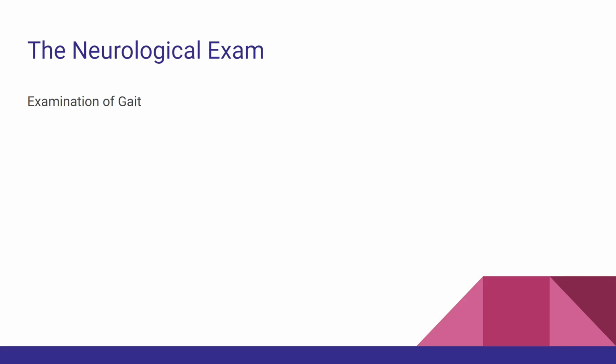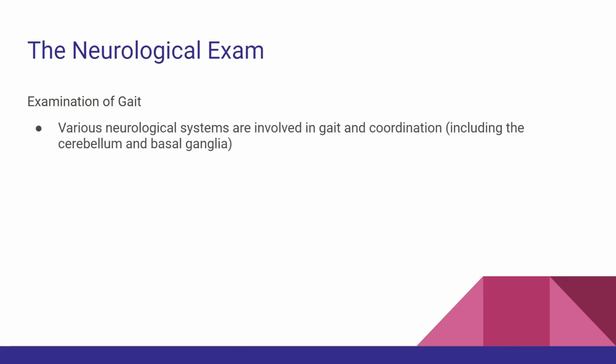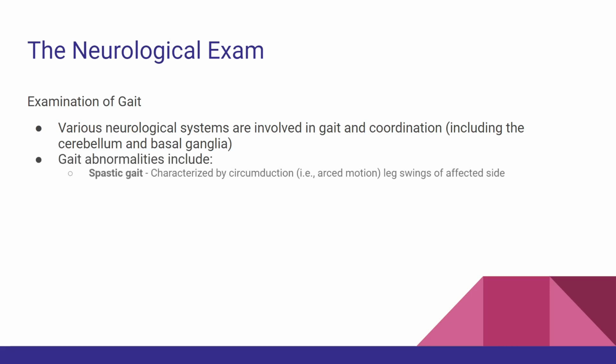The next important area of assessment during a neurological exam is an evaluation of gait. So there's a variety of neurological systems involved in both gait and coordination, including things like the cerebellum and basal ganglia. And common gait abnormalities that you're looking for include what's called a spastic gait, and this is characterized by circumduction or an arced motion of the leg swings, particularly on the affected side. So you're essentially swinging your leg around outside the other leg in a semicircular motion. And this is associated with spastic hemiparesis. So hemiparesis being weakness along one side of the body.